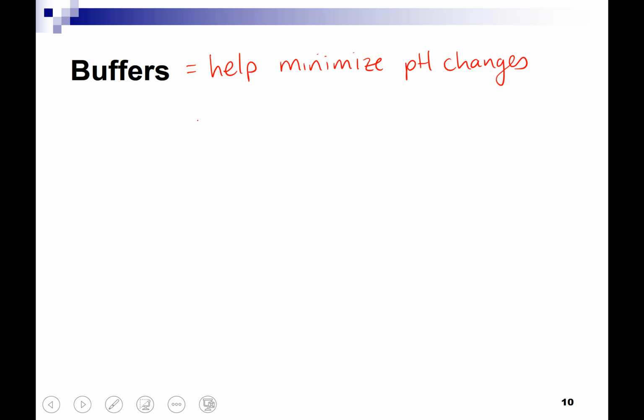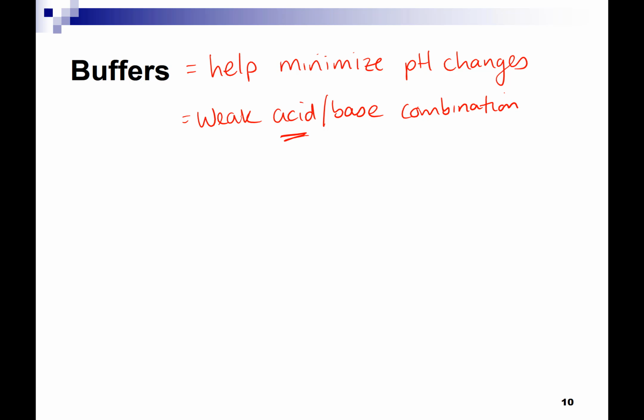Buffers are made up of a weak acid-base combination. That means buffers can add acid to a solution if it becomes too basic, and they can remove hydrogen ions from a solution if it becomes too acidic. So buffers help minimize changes in pH. They help maintain the desired pH level.